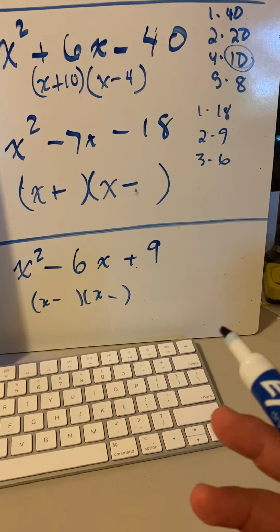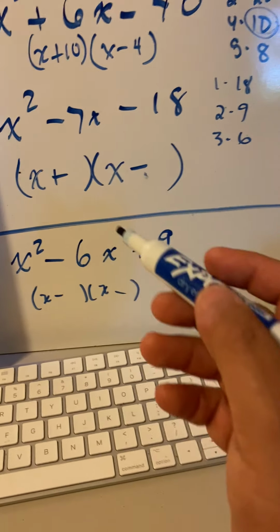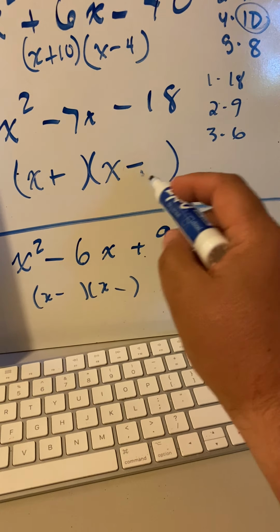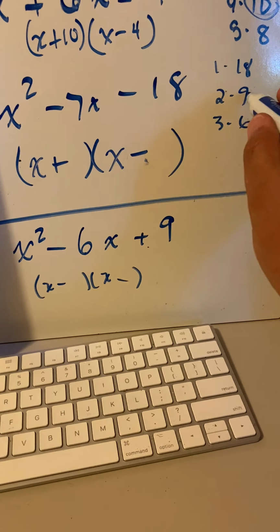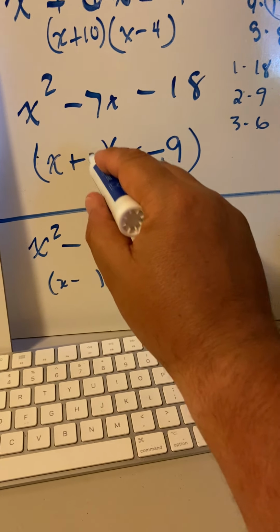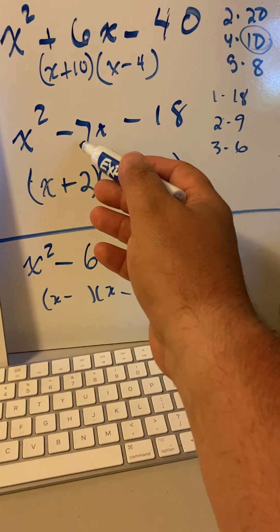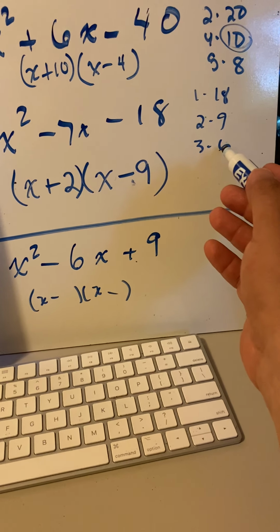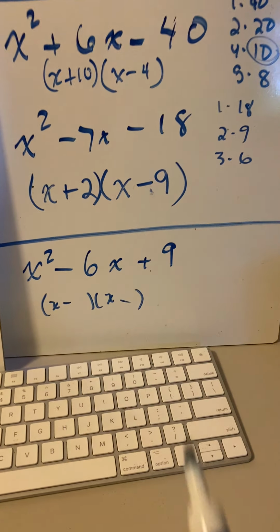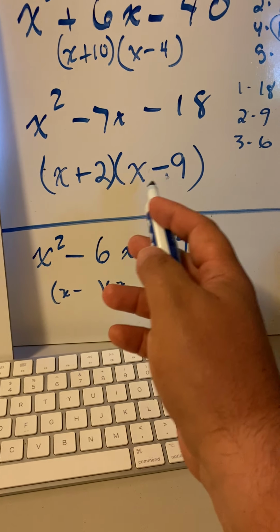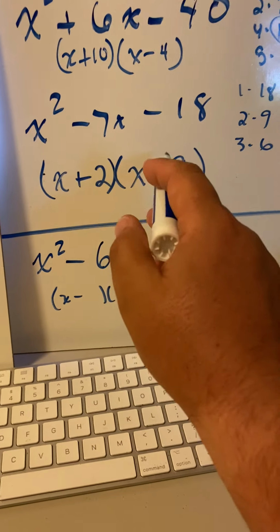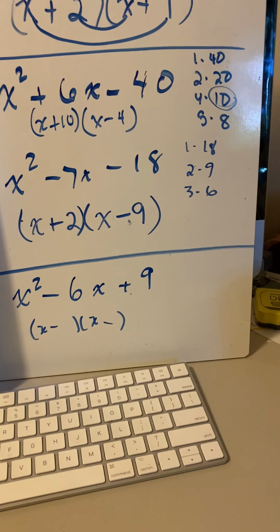How do I know that so quickly? Because the middle number is negative 7. Negative 7, that means the 9 has to be negative and the 2 has to be positive. If I did 18, it'd be positive or negative 18. If I did 6 and 3, it'd be positive or negative 3. This is the only one that will turn out to be a positive or negative 7, and since it's negative, the larger value's got to be negative.